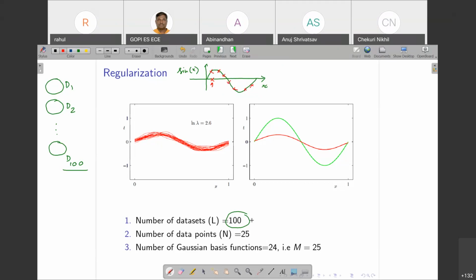How many points are you going to capture? You are going to capture 25 points randomly for one period. So you are going to capture 25 points in each data set. This one has 25 points here, this is again 25 points like this, and then you are going to use 100 data sets. So you are getting these 100 data sets now.